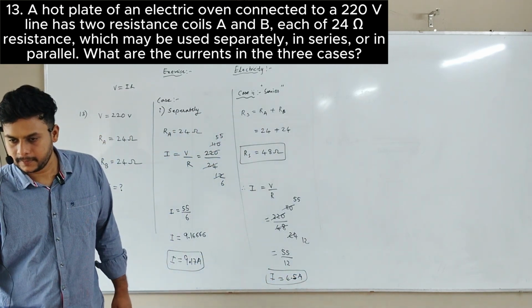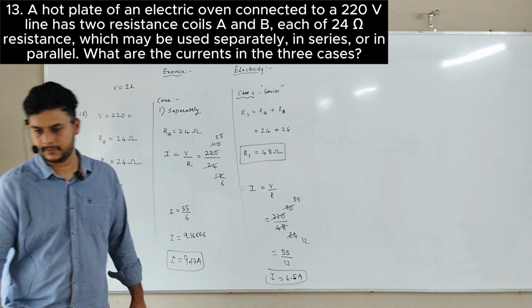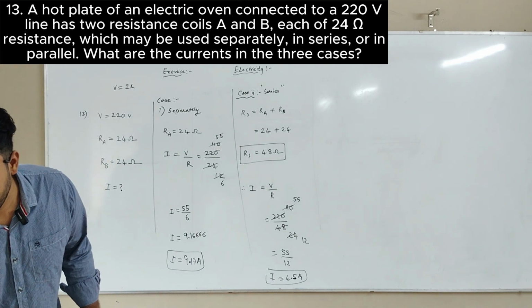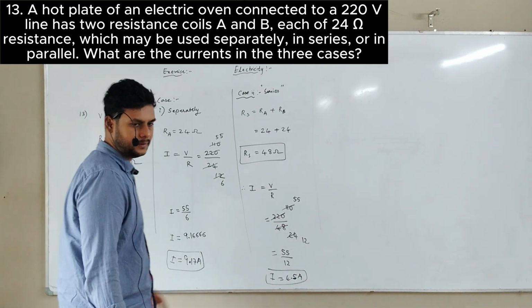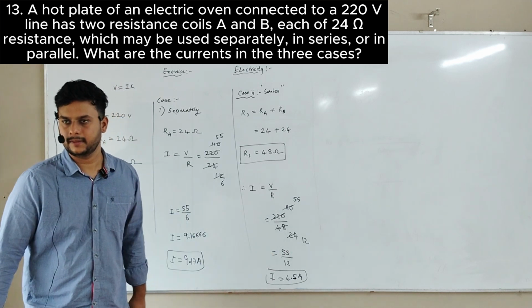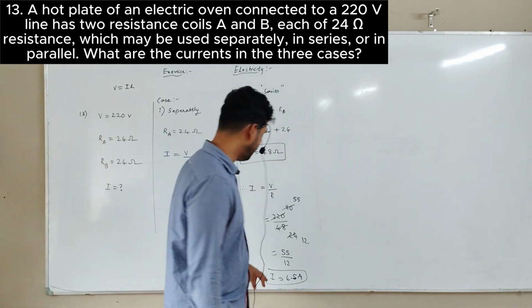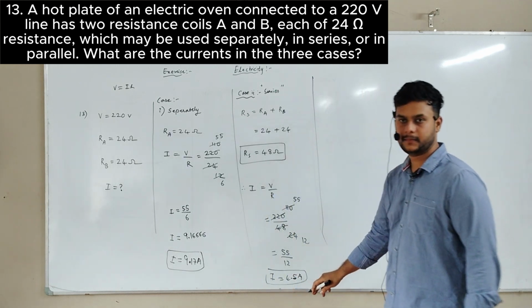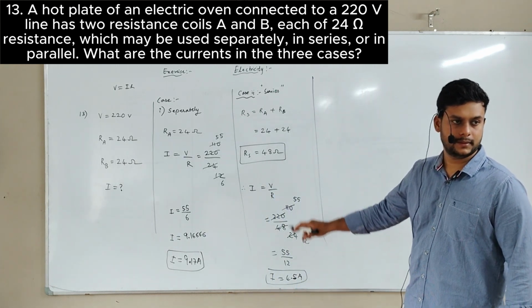Check everybody. 6 ampere is here. 55 by 12, 4.583. Correct. 4.583, 4.6 ampere. Okay, perfect. No problem, 4.5 is also a correct answer. Read the second case. This was done by series.